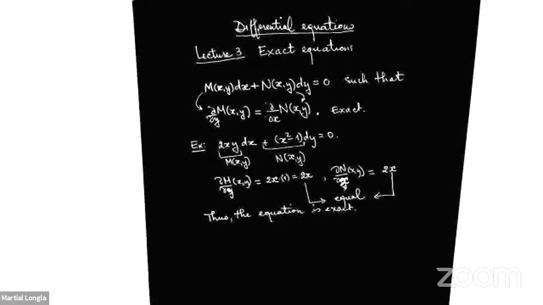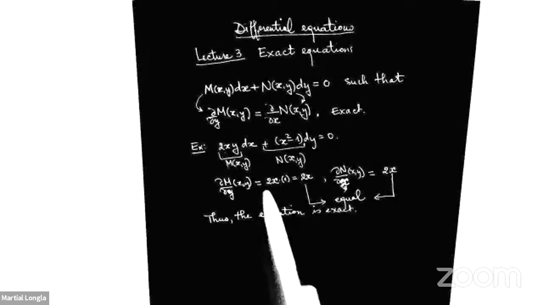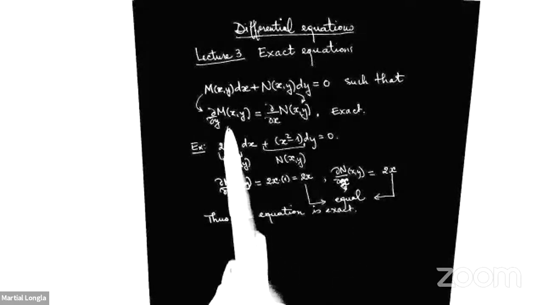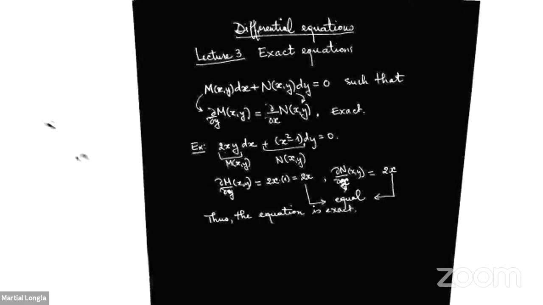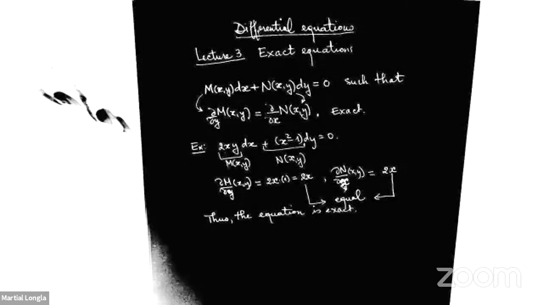Anything else? Again, the most difficult thing here is to make sure you know how to take the derivatives. When you're taking a derivative with respect to x, you assume that y is a constant. When you take a derivative with respect to y, you assume that x is a constant.